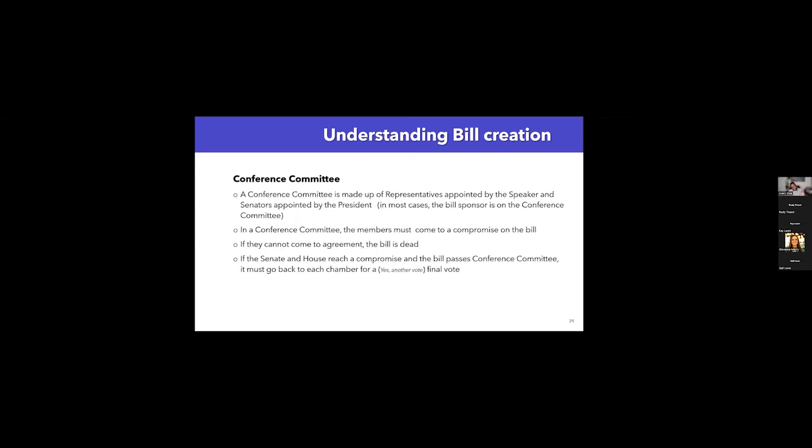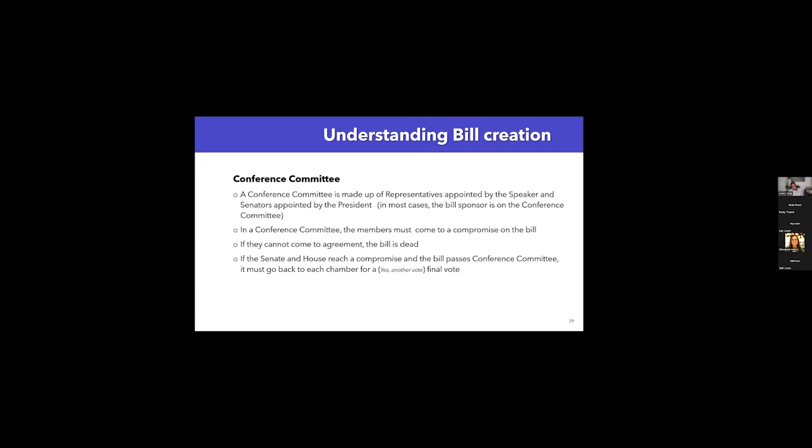What is a conference committee? A conference committee is made up of representatives. It's going to be appointed by the Speaker of the House and the President of the Senate. In most cases, the bill sponsor is also included in the conference committee. Basically, the members are getting together to come up with a compromise on the bill, especially after a bill has gone through all that work and all that process. They really want to try to fine-tune it and iron out any problems that they have.